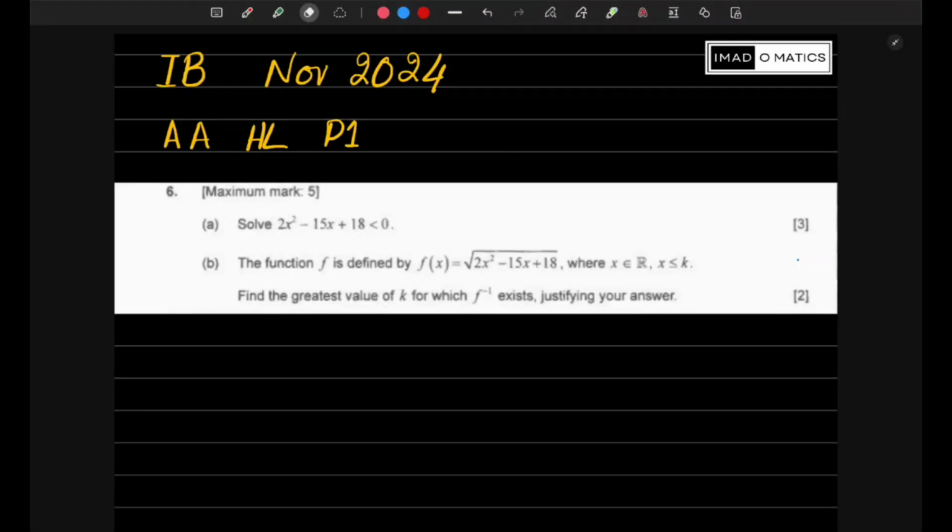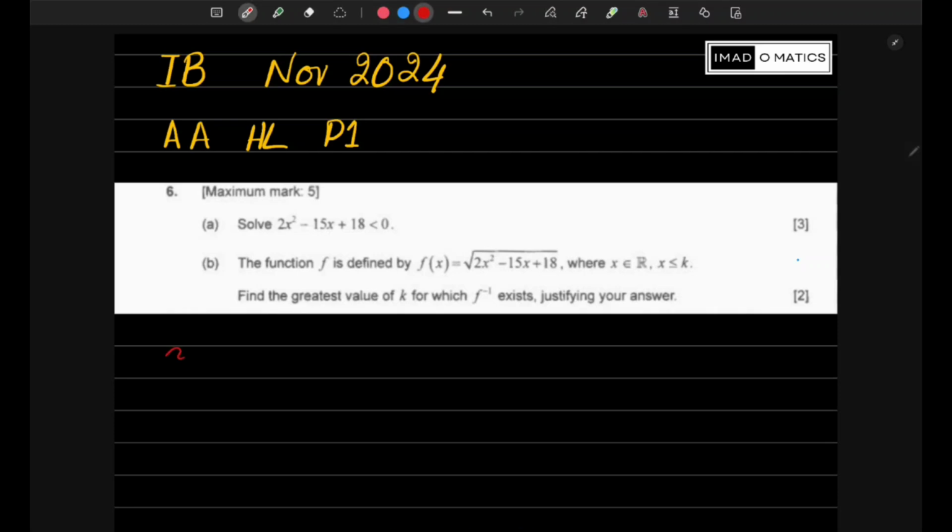Question number 6, part A. Solve 2x² − 15x + 18 < 0. In part B, the function f is defined by f(x) = √(2x² − 15x + 18), where x belongs to R and x ≤ k. Find the greatest value of k for which f inverse exists, justifying your answer.